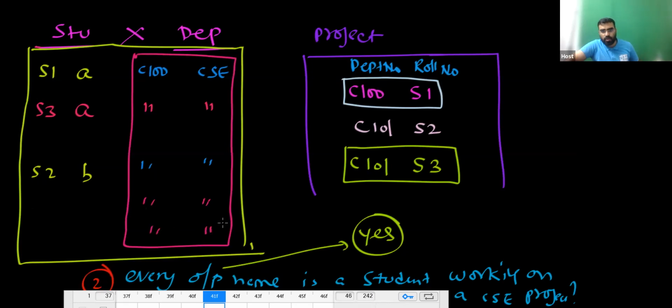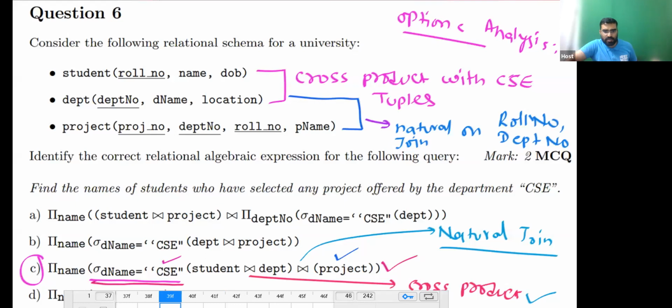So if you want someone to come in the output, if you want some matching to happen, then that person should be in the CSE department, and he should work on a CSE department project. So this C is actually correct.